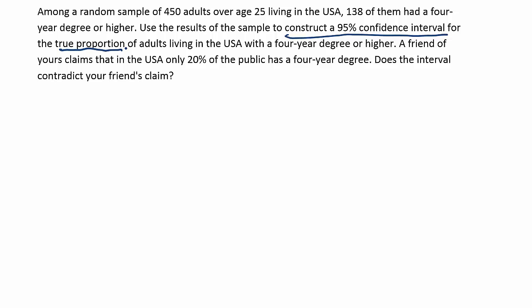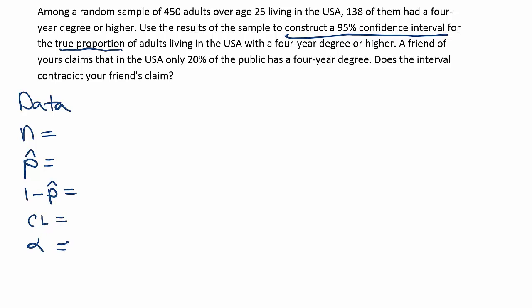Okay, so the first step in all confidence interval problems is to record the data. So I'm just going to copy down some items that we're going to need. We'll need a sample size. Now we used to need a sample mean and a sample standard deviation. Instead of that, we're going to have a sample proportion p hat, and then we can do 1 minus p hat. You can call that q hat as well. And then from there, you'll need the confidence level and alpha. Okay, so the n in this problem is 450 because they sampled 450 adults.